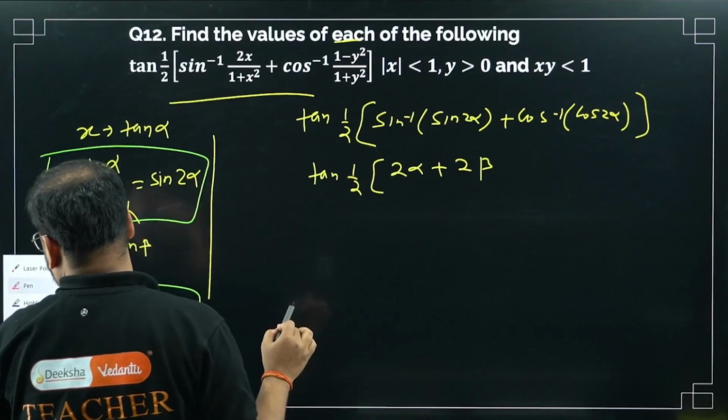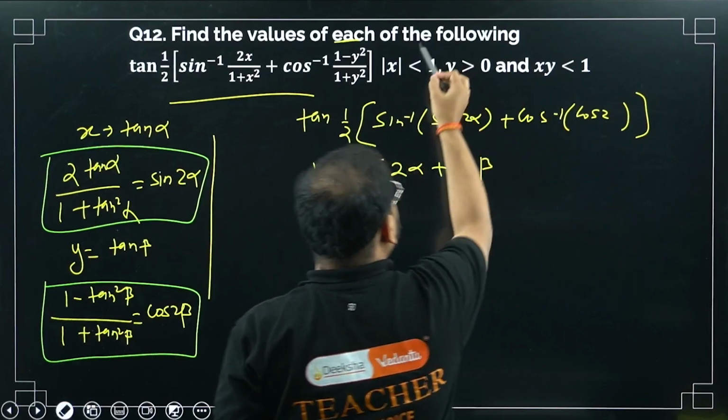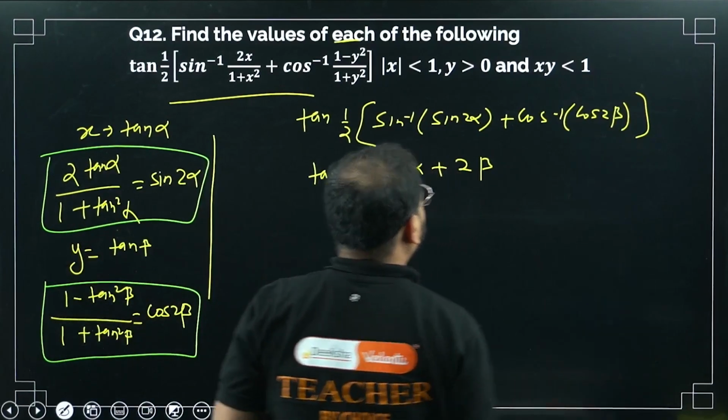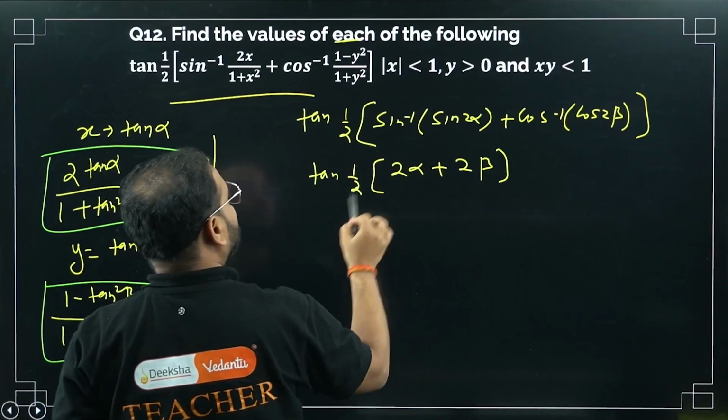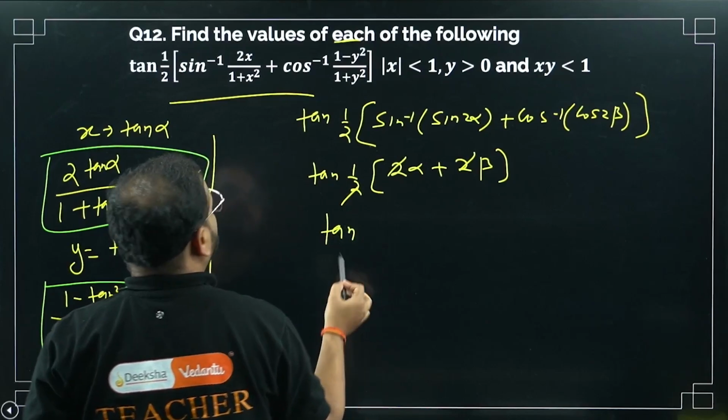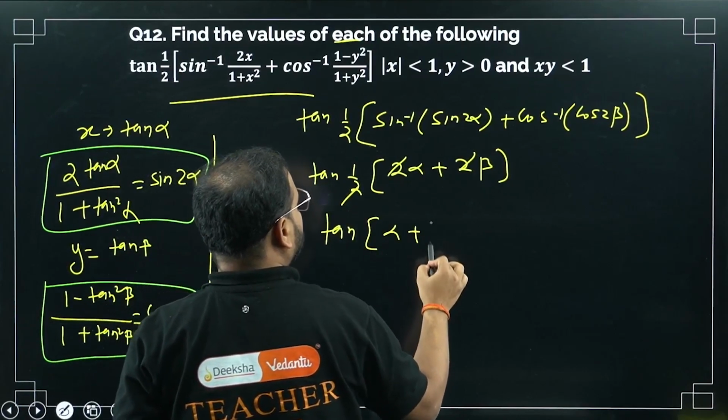I wrote here alpha. No, this is beta, right? Because the variable is y in this case. This is going to be beta, not alpha. Now I can cancel this 2 and 2. What am I ending up with? Tan of alpha plus beta.